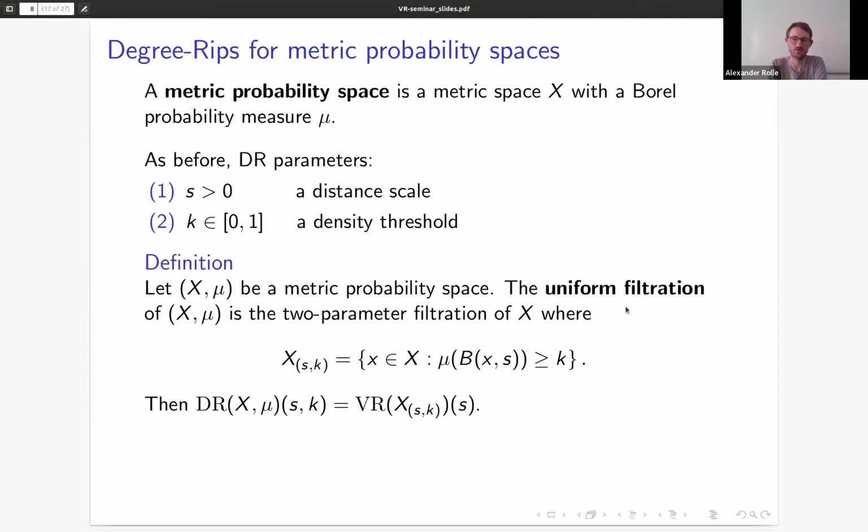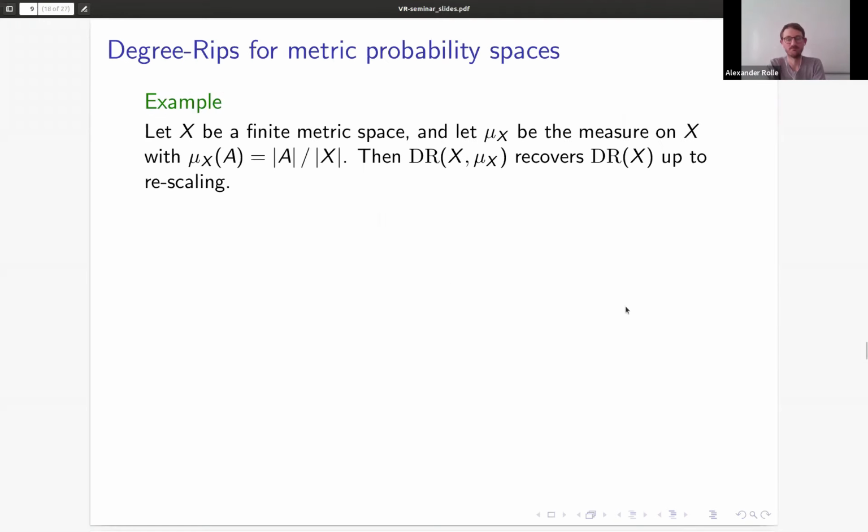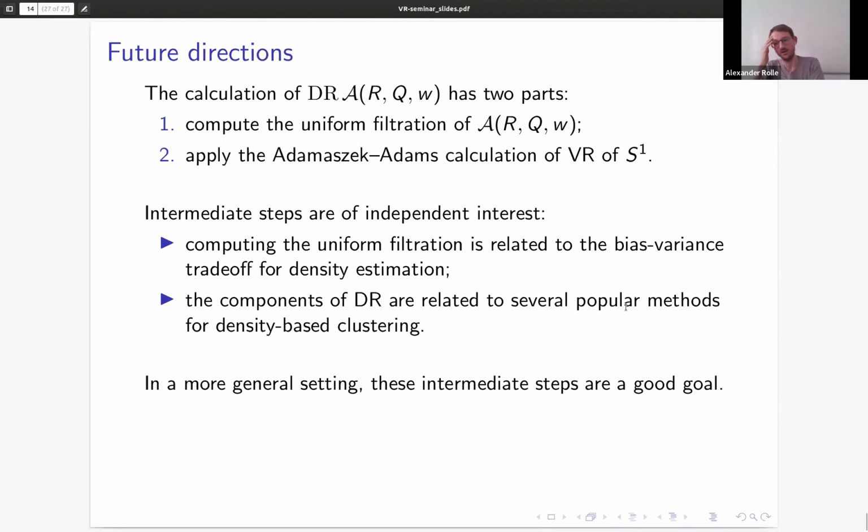So part of the motivation that at least a lot of people have for considering degree Rips is that this feels like something that should be computable in practical settings, even for larger data sizes. And this is a topic of further work.